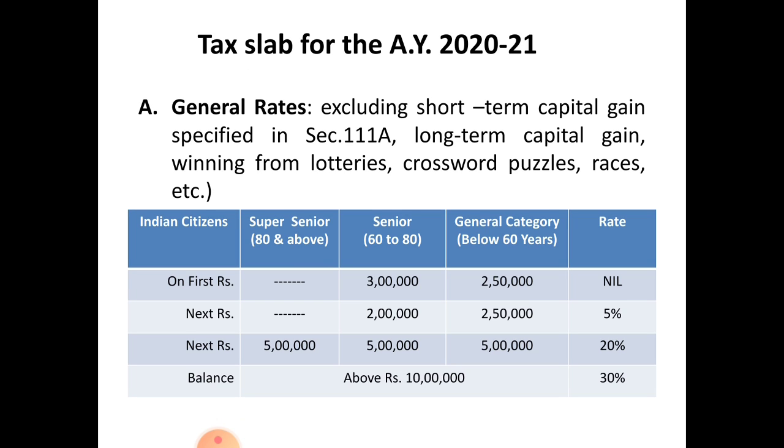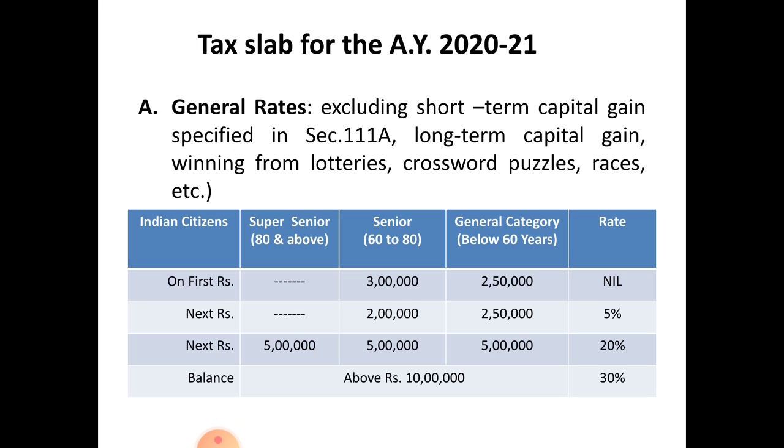So this is the tax slab for the assessment year 2020-21. Under this tax slab, the rates of tax can be classified into two categories. First one is general rates and second one is special rates. This special rates is relating to short-term capital gain, long-term capital gain, winning from lotteries, card games, etc.